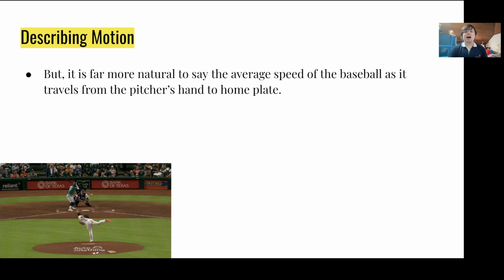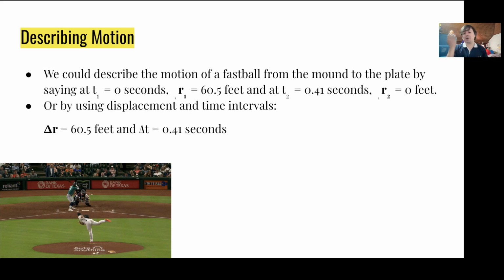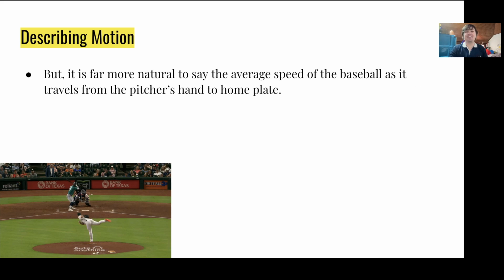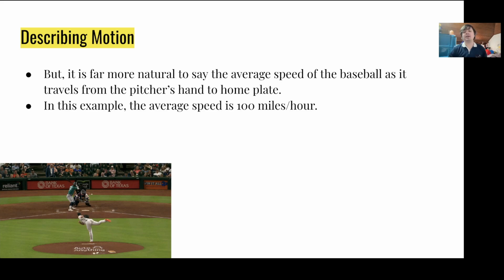It's far more natural just to say the average speed of the baseball as it travels from a pitcher's hand to home plate. Because if you were listening to a ball game and the announcer was saying, oh, the pitcher threw a fastball and it went 60.5 feet in 0.41 seconds, it would be even more boring than a lot of people think baseball is already. So instead, what they say is, what's the average speed of the pitch that they just threw? In this example, it was 100 miles an hour, which would be quite a good fastball.